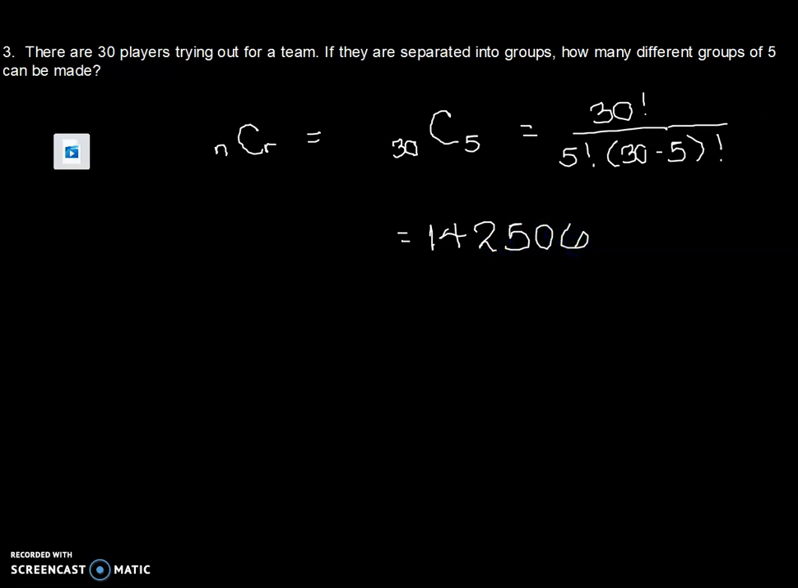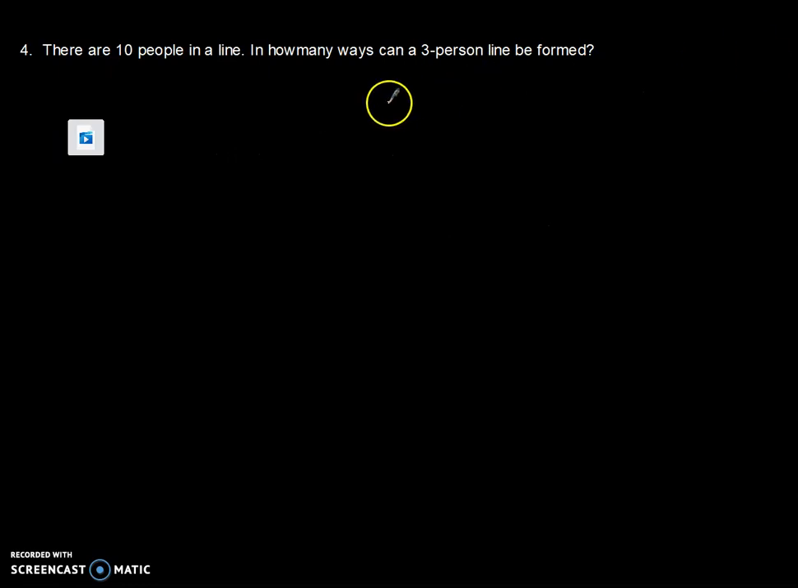So for the next problem, notice that there are 10 people in a line. In how many ways can a 3-person line be formed? Someone has to be first, someone has to be second, someone has to be third. So this would be a permutation. Total is 10. We're trying to put 3 in a line, 1, 2, 3. So they're in a certain order, first, second, third, just like president, vice president, treasurer. Those types of things would be a permutation because it's in a specific order.